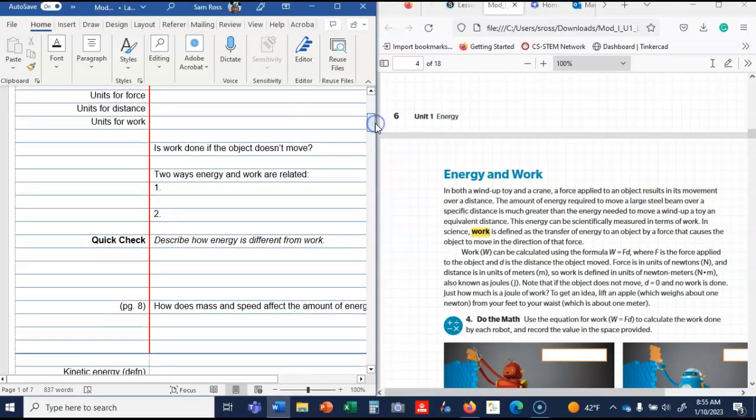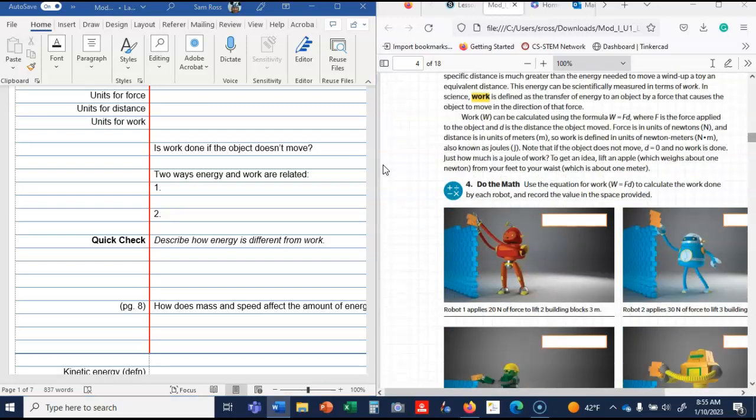Let's scroll down, and then we have the units. Force is in the units of newtons, and distance is in the units of meters. So work is measured in newton meters, which is also called joules. This is all right here in the paragraph. So the question is, is work done if the object doesn't move? Note that if the object does not move, or the distance equals 0, there is no work done. So the answer to that is no.